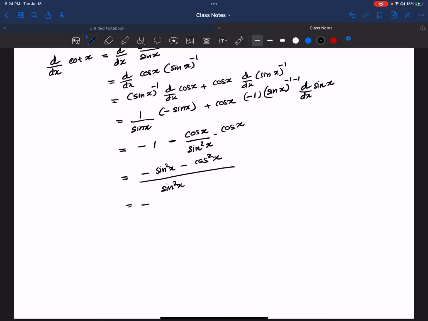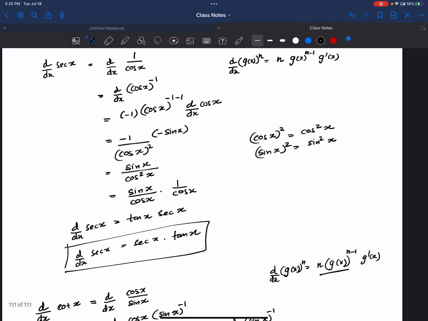And you can take -1 out, then you get sine squared x plus cosine squared x divided by sine squared x. Sine squared x plus cosine squared x is equal to 1. So -1 divided by sine squared x, you get negative cosecant squared x, right?